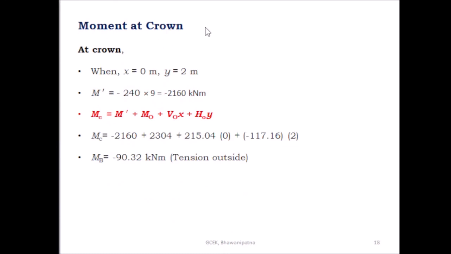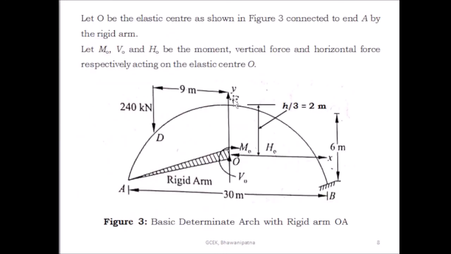Then find out the moment at the crown. At the crown, x is equal to 0 and y is equal to 2. This is the crown. What is the coordinate of the C point, or the crown, with respect to the elastic center? Because this is the x-axis and this is the y-axis.